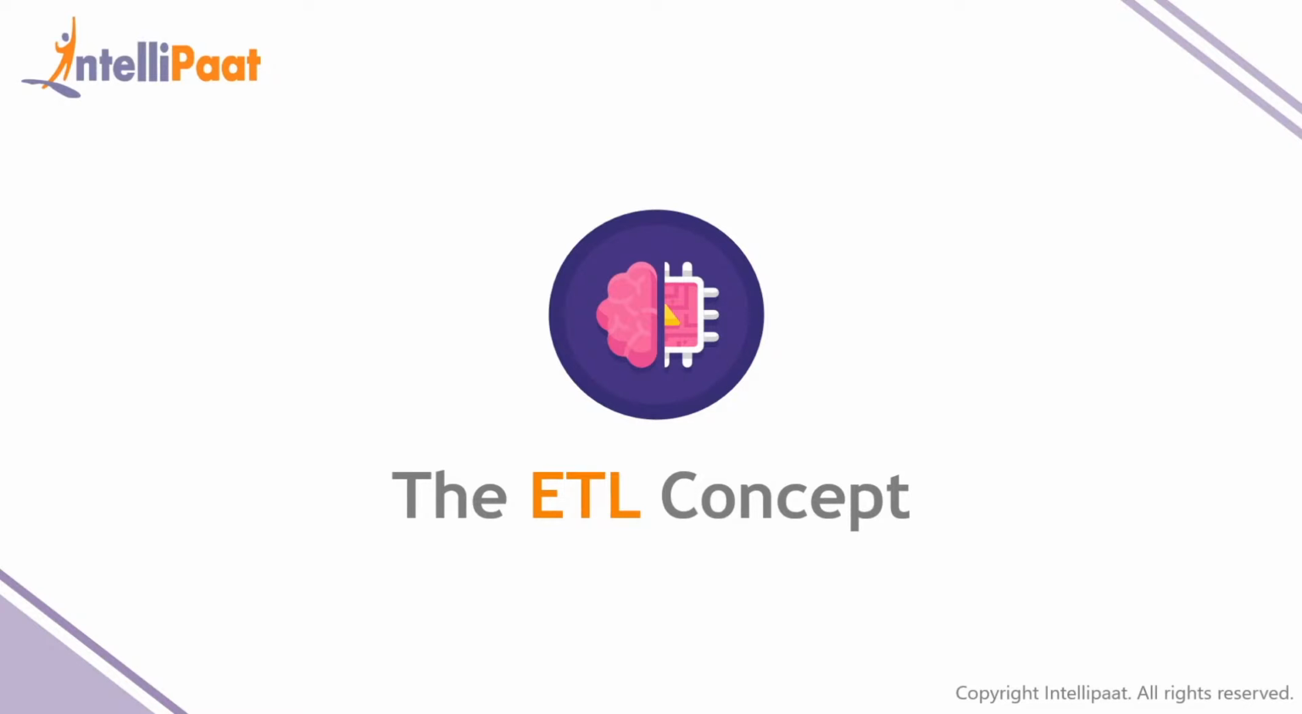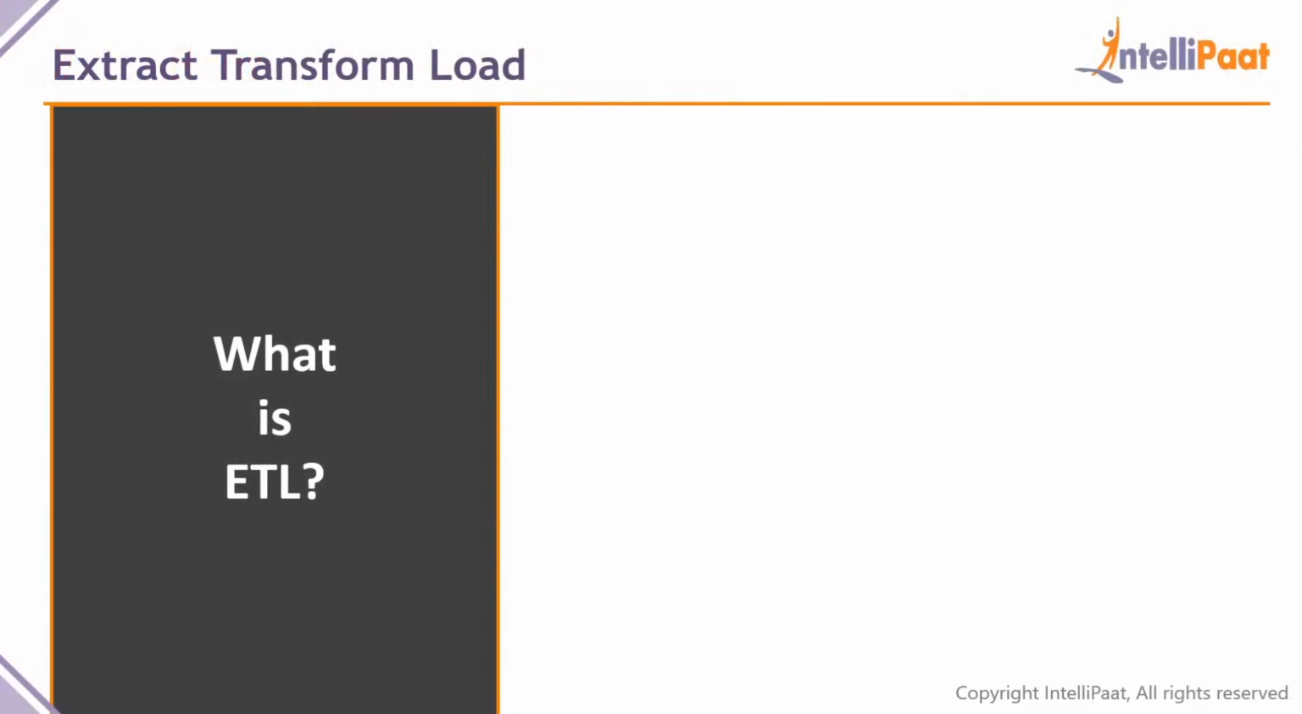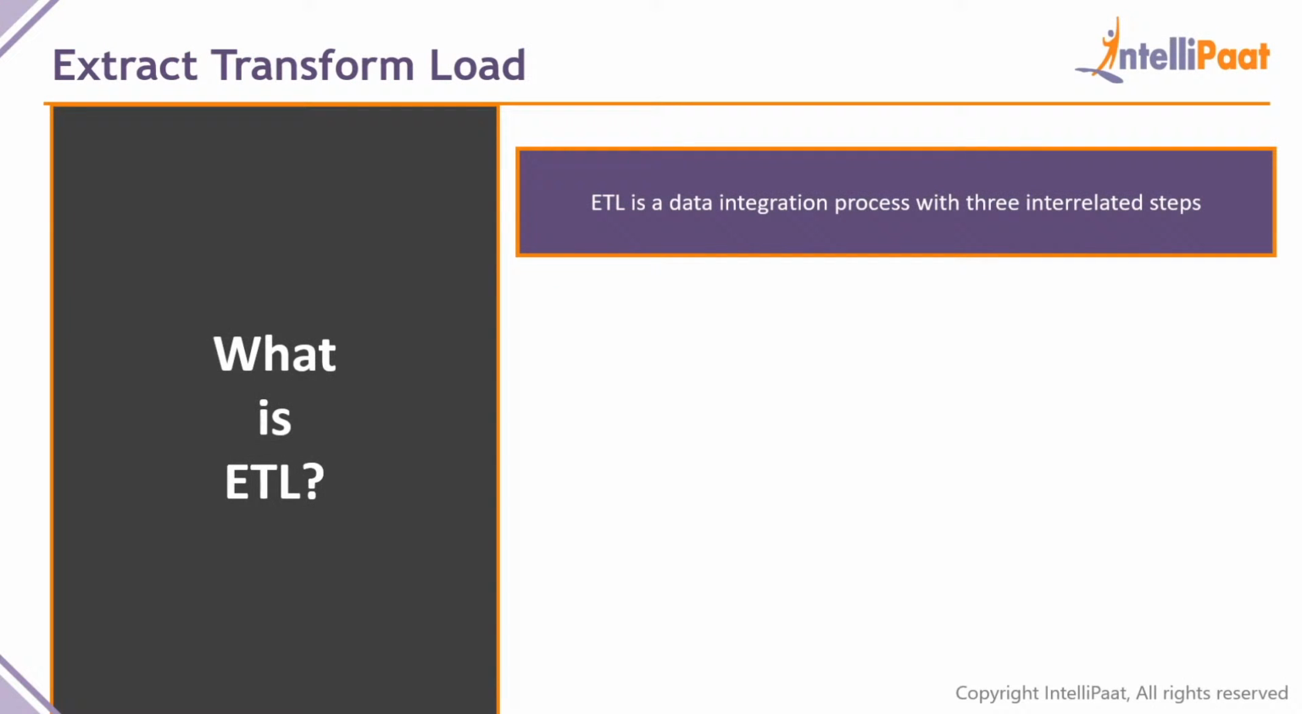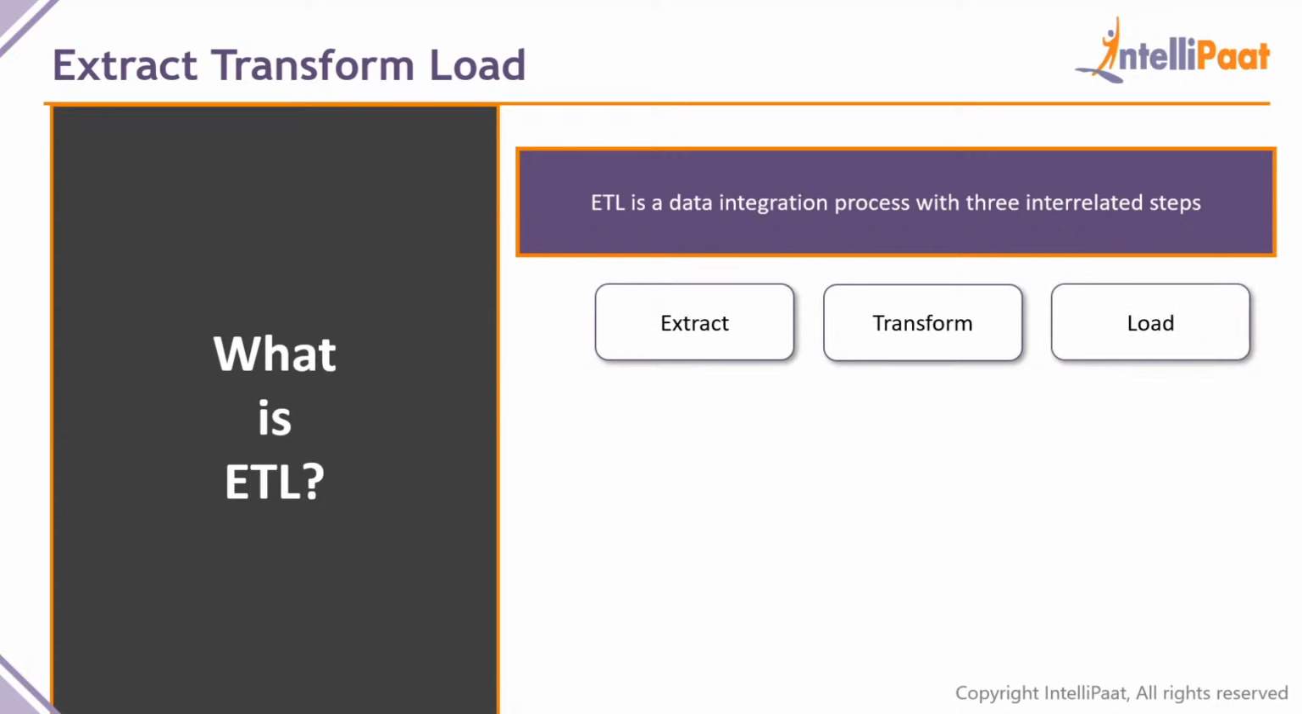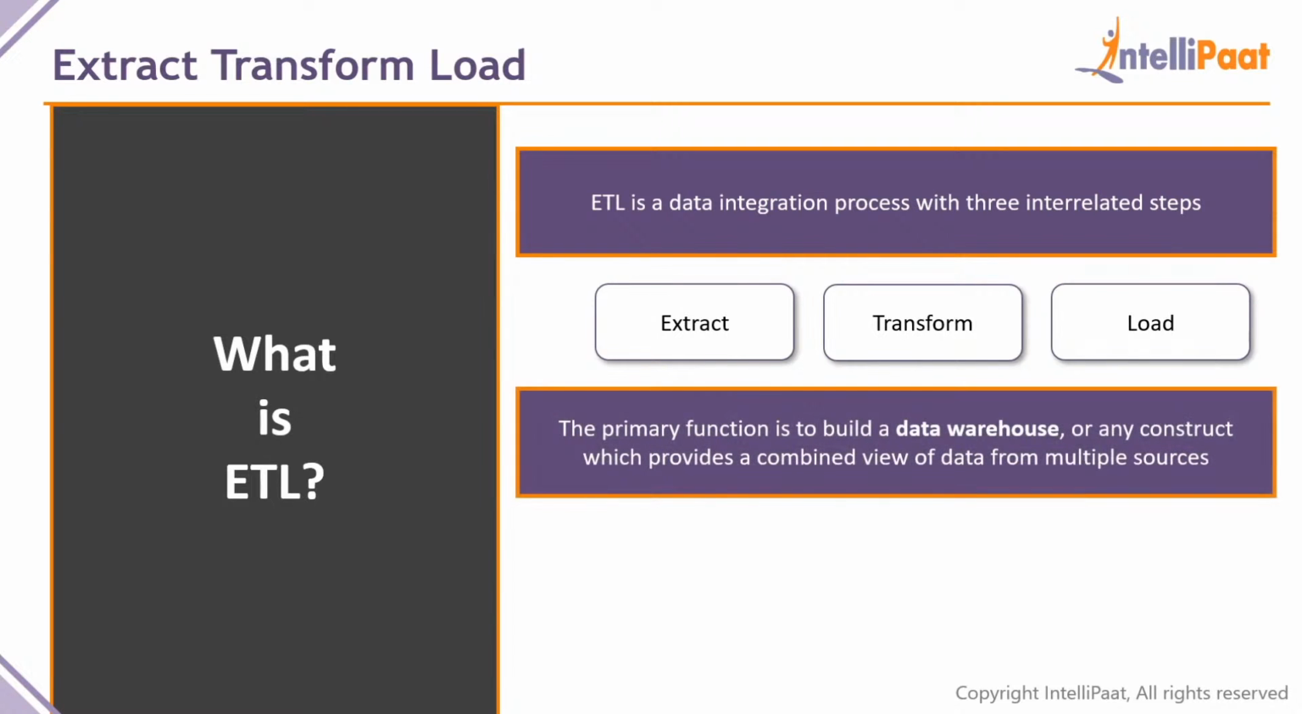Okay, so let us understand what ETL is. ETL is a data integration process where three interrelated steps exist. The first step is extract, the second step is transform, and the third step is load, right? These have to be followed in a sequence. These are the three parts of the ETL process. But what do they achieve? They achieve data warehousing. The primary function is to build a data warehouse or any data construct which provides a combined view of data from multiple sources, right?